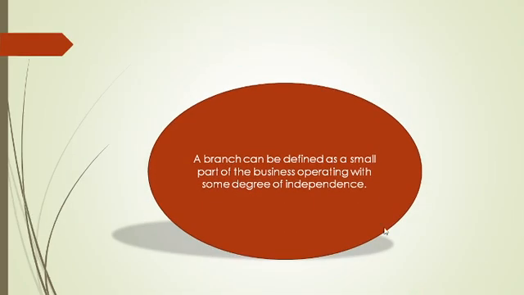Over here we have branch. A branch can be defined as a small part of the business operating with some degree of independence. A branch can be in Onitsha, where the business head office is in Lagos. The branches will take in rules and regulations given by the head office, though not all. The head office will be in control of some of the things they do, and some of the decisions will be taken by the head office, but not all.